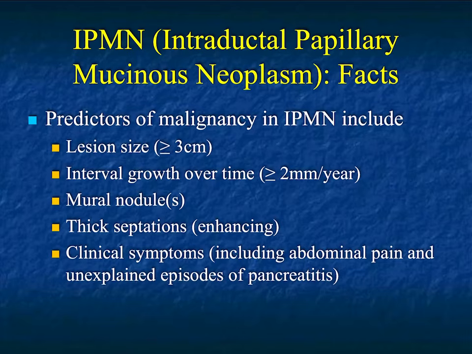Remember, the Tanaka criteria would be that if it's over 3 cm cystic lesion, you resect it. We talk about interval growth of greater than 2 millimeters a year. We talk about mural nodule or nodules, particularly enhancing nodules. We talk about concern when there's thick septations. Again, enhancing septations are more concerning. And we always worry when patients have clinical symptoms, including abdominal pain and unexplained episodes of pancreatitis.